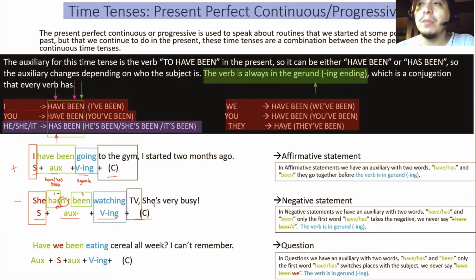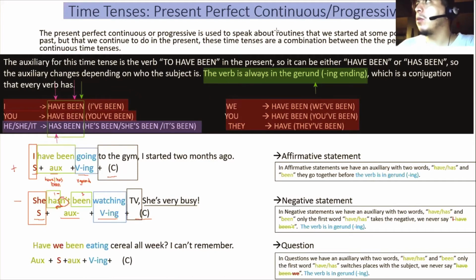Oh, she hasn't been watching TV, sorry. She hasn't been watching TV. What is the meaning of that? That in the last few days, in the last few months, in the last few weeks, she started not watching TV and she continues not watching TV. So she has been very busy. So now she hasn't been watching TV. She doesn't really have time for that. Okay? She hasn't been watching TV.